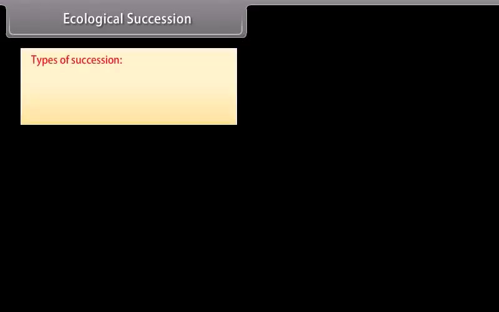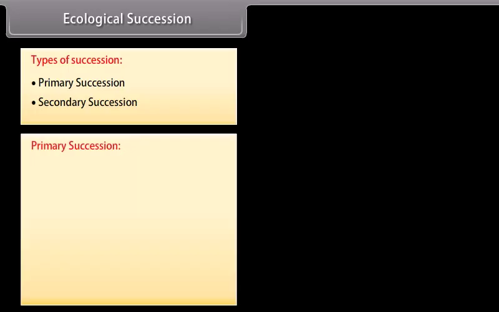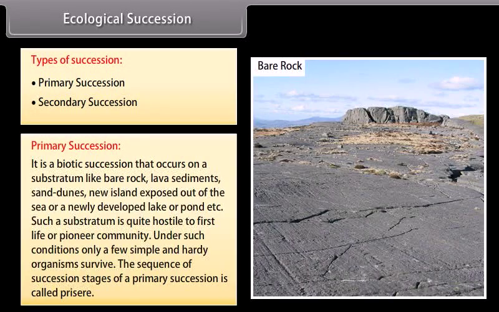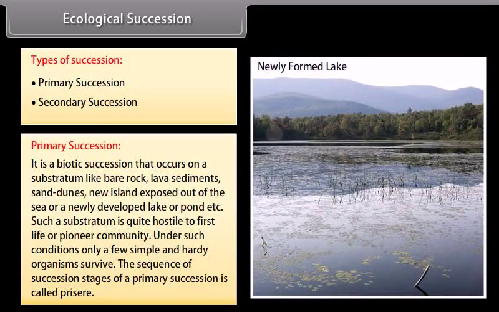Types of succession. There are two types of succession: primary succession and secondary succession. Primary succession. It is a biotic succession that occurs on a substratum like bare rock, lava sediments, sand dunes, a new island exposed out of the sea, or a newly developed lake or pond, etc.